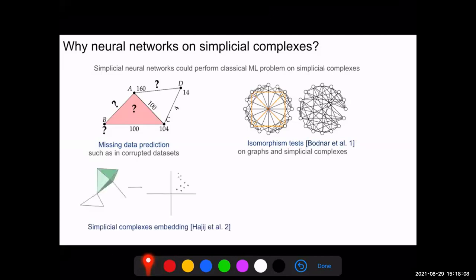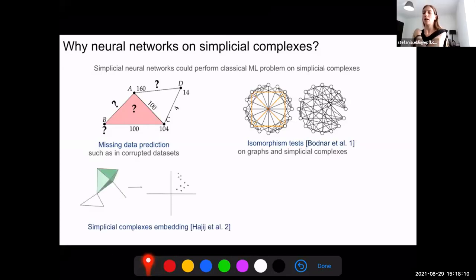And another task could be simplicial complex embedding. For example, think about if you have a simplicial complex that doesn't have any metric structure or is not embedded in a metric space, one could train a simplicial neural network to find the best embedding of this simplicial complex in a metric space. This task was performed by Ashish et al. in a paper in 2020.